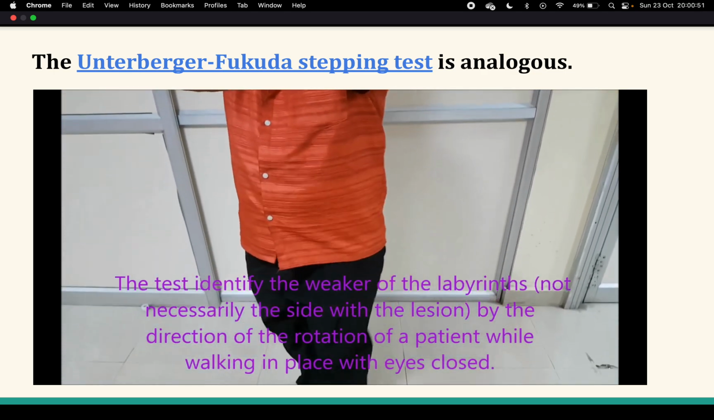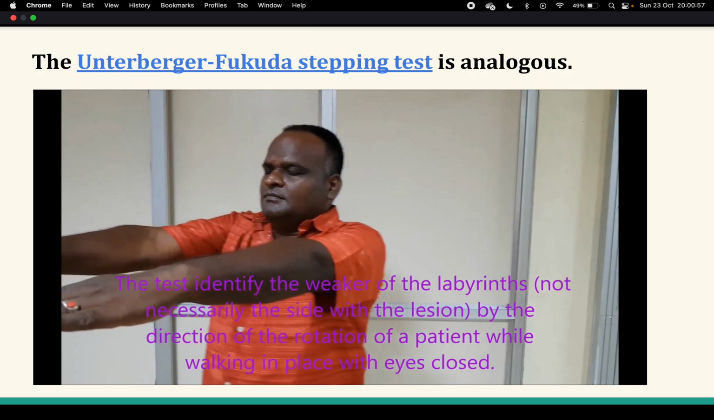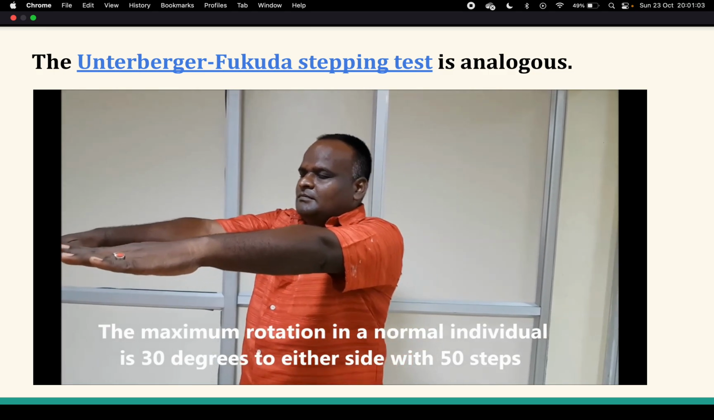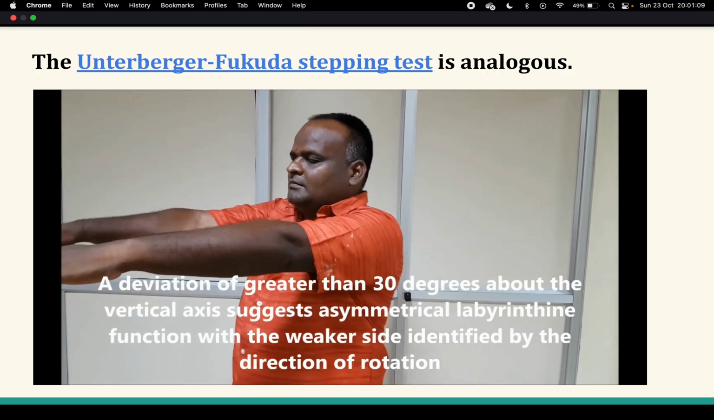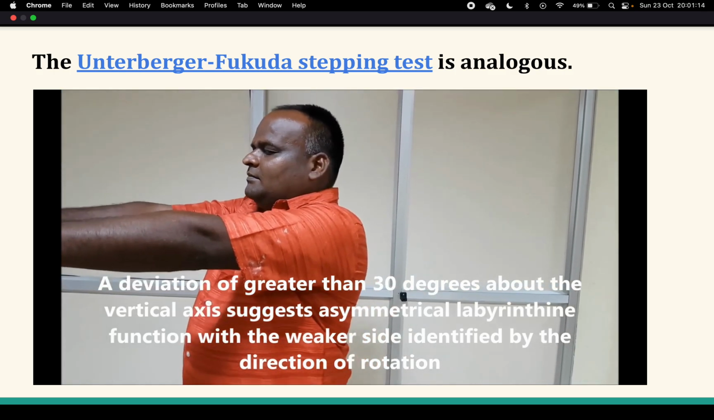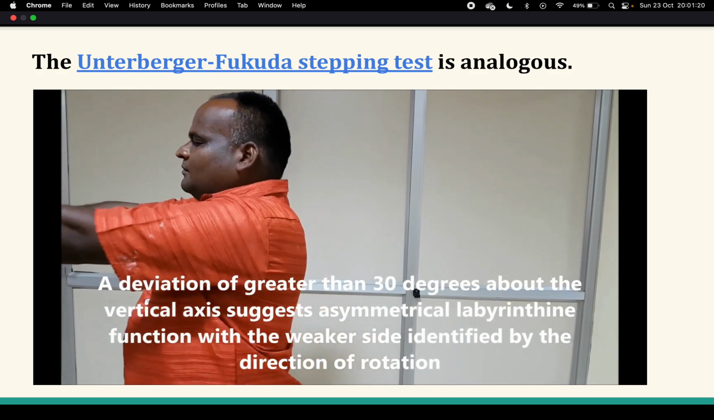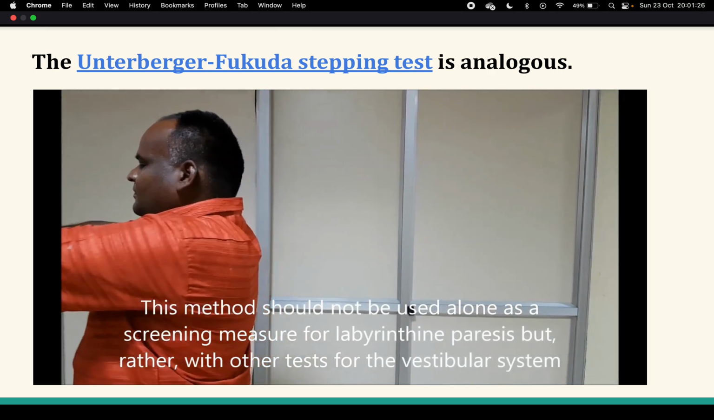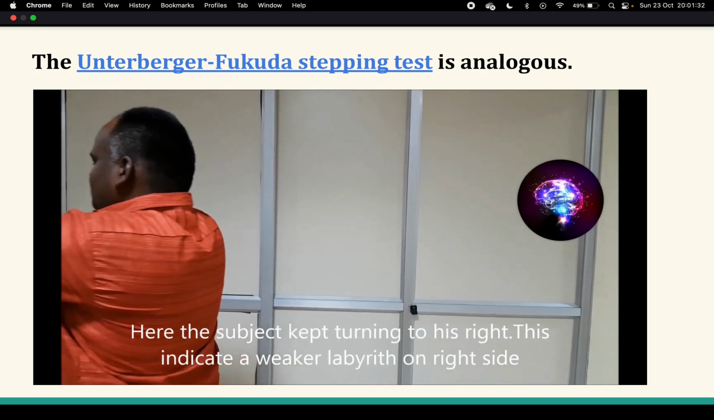Actually, it is done with his eyes closed. We have eliminated the visual cue. So this test identifies the weaker labyrinth by the direction of the rotation of the patient while walking in place with his eyes closed. Maximum rotation in a normal individual is 30 degrees to either side with 50 steps. But a deviation of more than 30 degrees suggests an asymmetric labyrinthine dysfunction, and the weaker side is identified by the direction in which the patient rotates. So here, look, he's rotating towards his right side, so the right labyrinth might be weak. This method should not be used alone as a screening measure, but used with other tests for vestibular dysfunction.